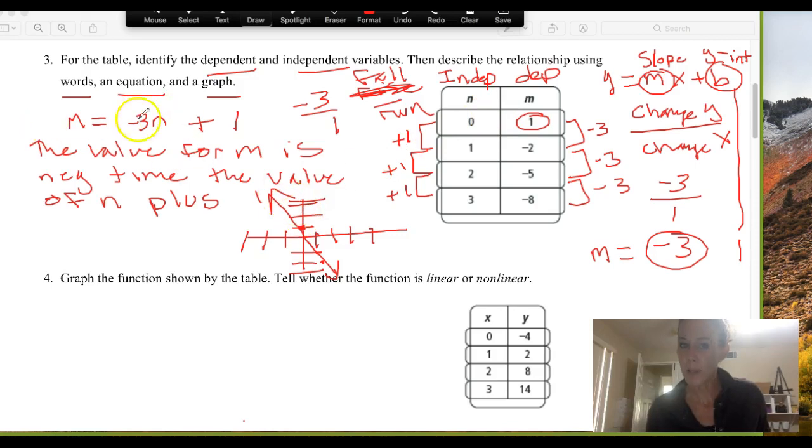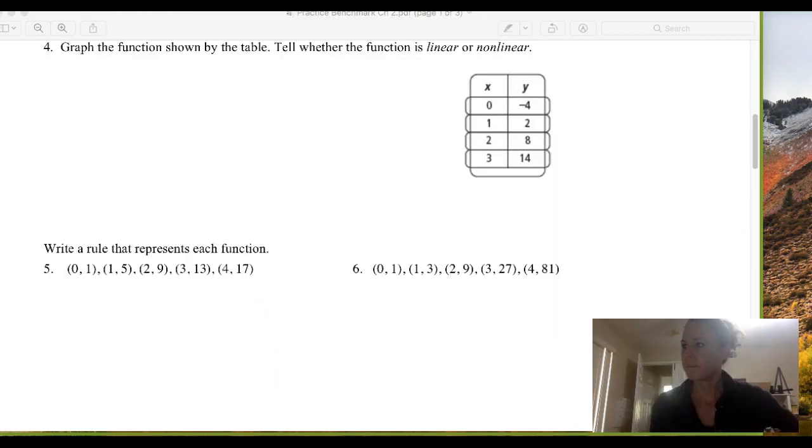Now, I don't have to graph it like that. I could just graph these points. I could go 0, 1, then I could go over 1, down 2, which is that next point I already graphed. I could go over 2, down 5, and then over 3, down 8, and I'll still be on the line. And just connect the points, and there's your graph. All right, that's number 3.